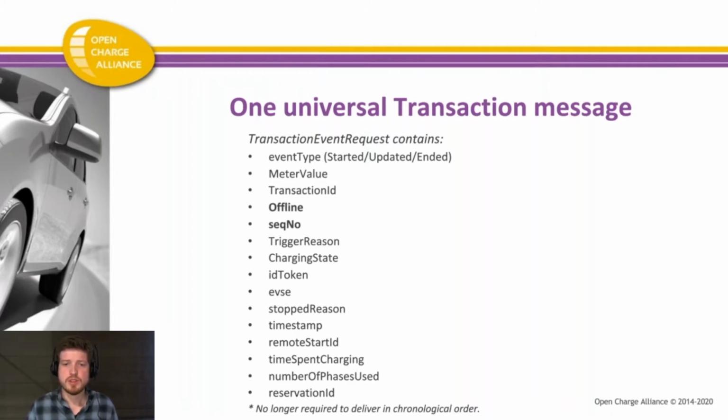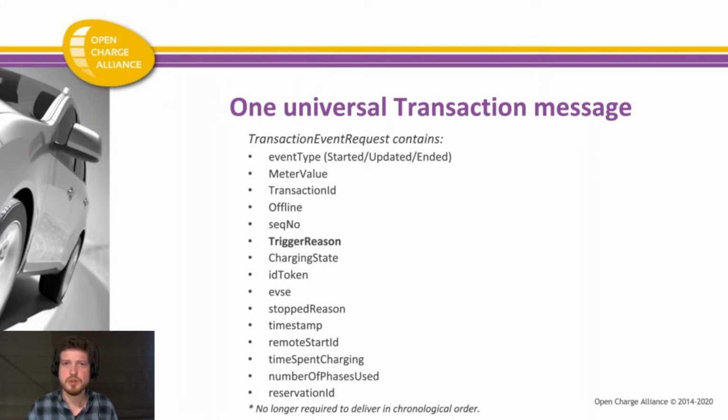The transaction events now also bear a mark if they were queued when the charger was offline, and it is no longer required that transaction events are transmitted to the CSMS in chronological order. And they all received a sequence number, which will incrementally increase, and this way the CSMS can verify whether it has received all transaction event messages after the transaction event with event type ended has been received.